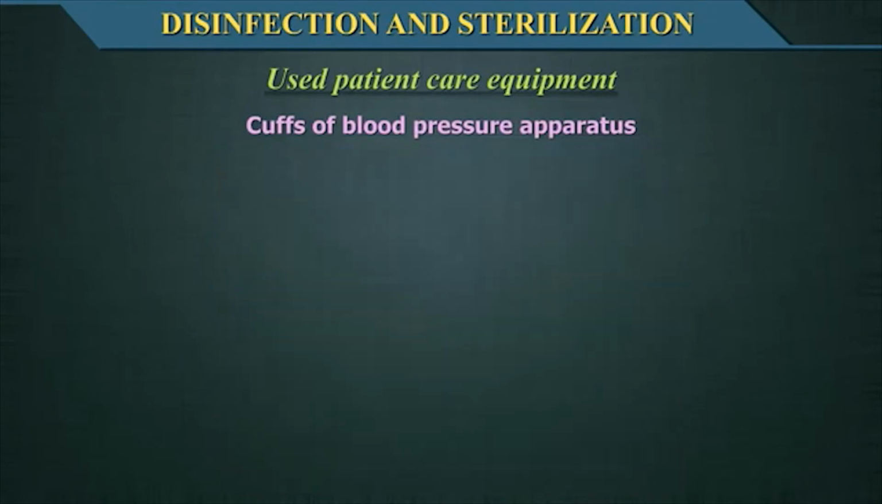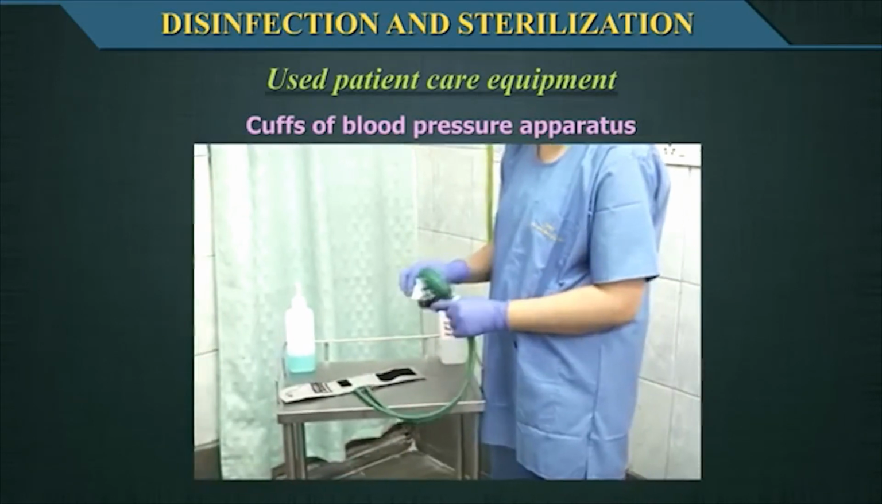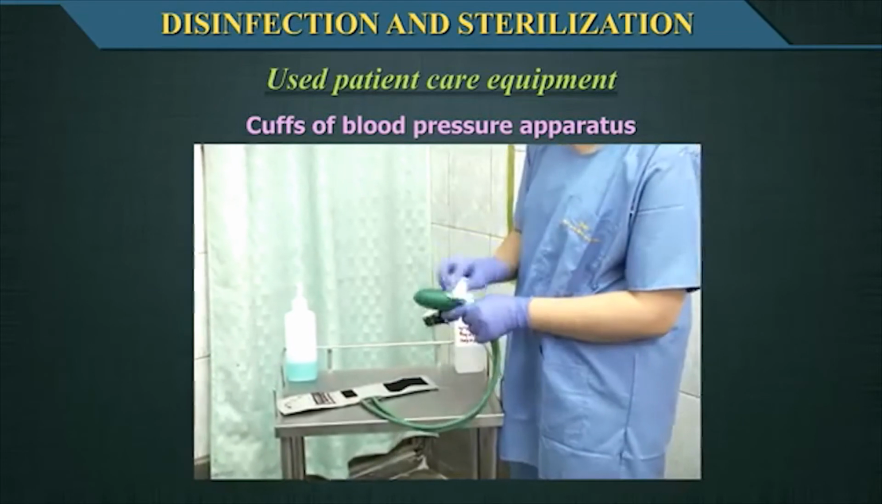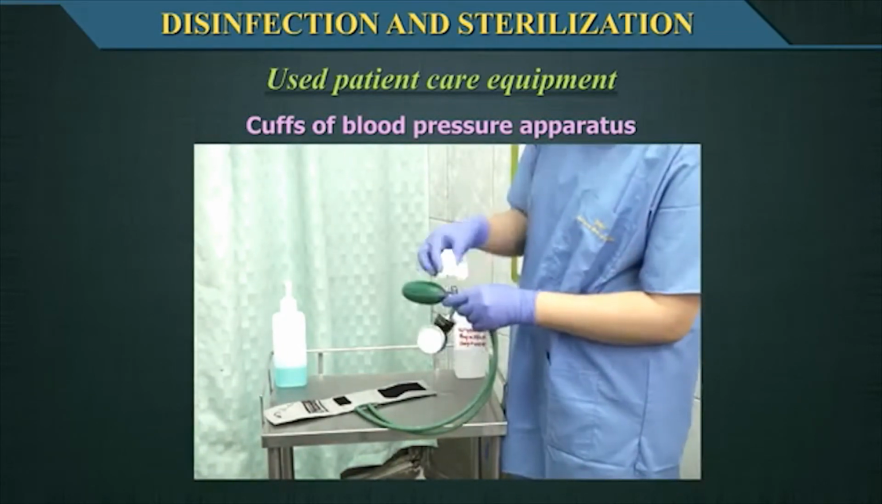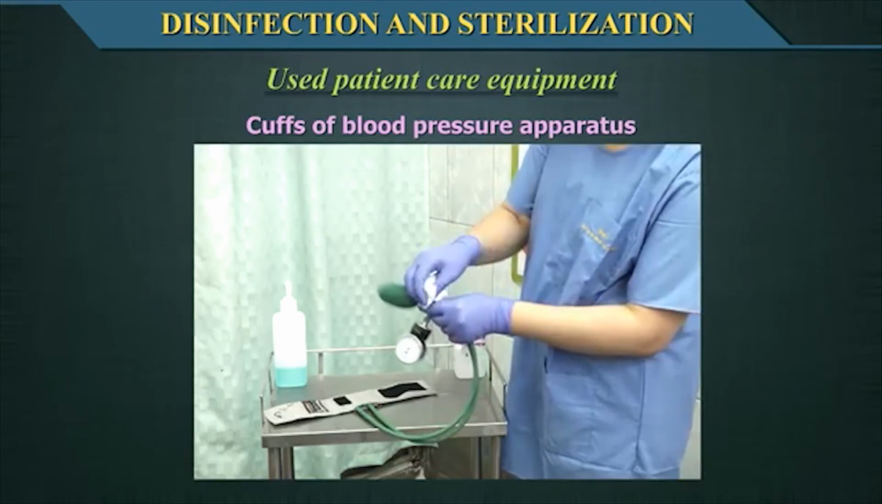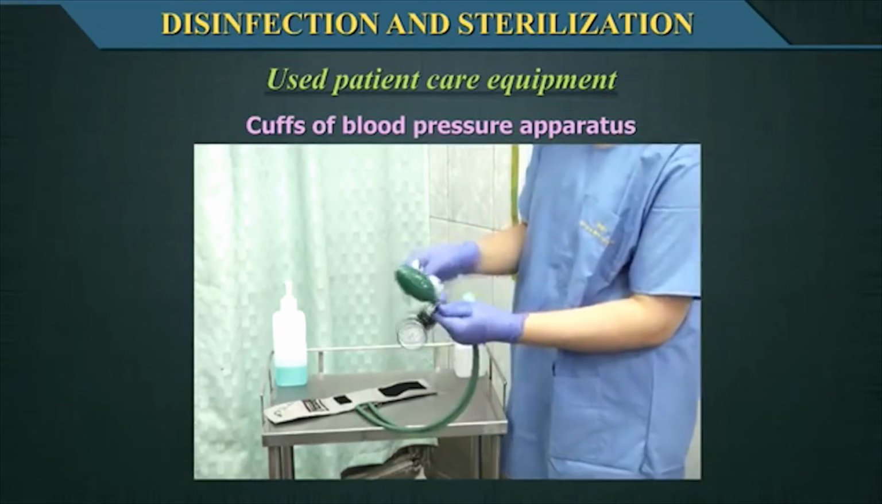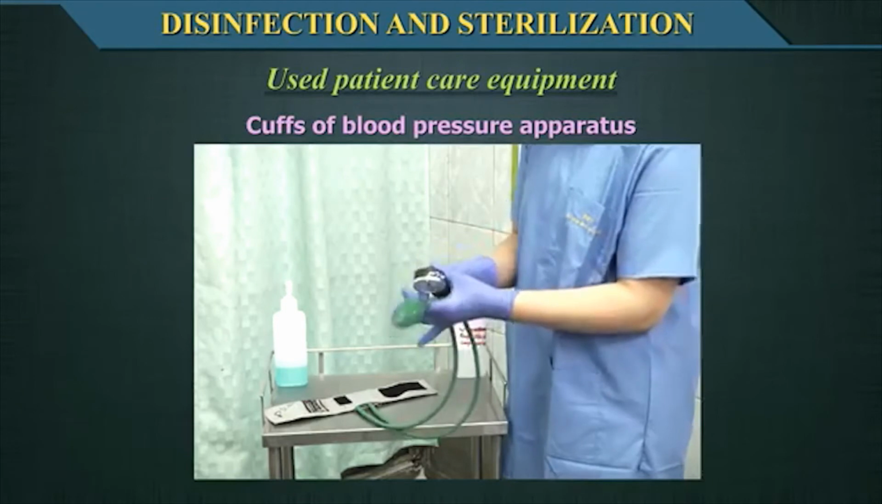Cuffs of blood pressure apparatus. Standard procedure: clean with soap and water followed by appropriate disinfectant, for example, wash in hot water with detergent. If material is not washable, wipe with sodium hypochlorite 1 to 2% or 70% alcohol and dry after cleaning.